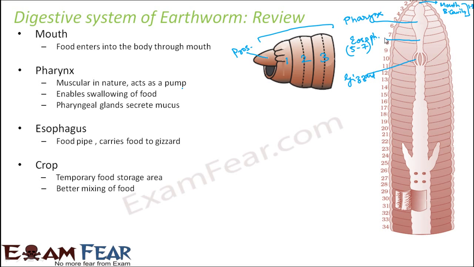Now within the esophagus, there is a part which is known as crop. So it is present within the segments of the esophagus. It is nothing but a temporary food storage area which ensures better mixing of food. Now, the food is coming from the oral cavity through the pharynx and esophagus. Immediately it doesn't get into the gizzard. Before the gizzard, there is an area where the food is stored temporarily so that the food gets mixed even more properly. That area is known as crop. So crop is also somewhere here.